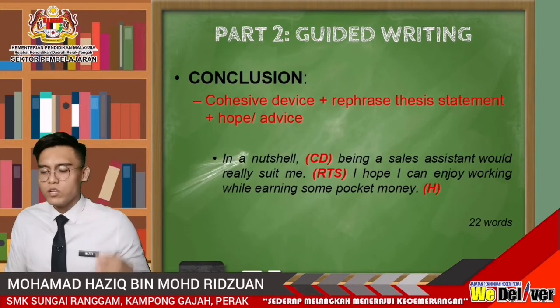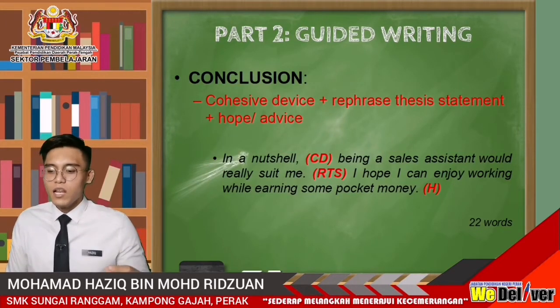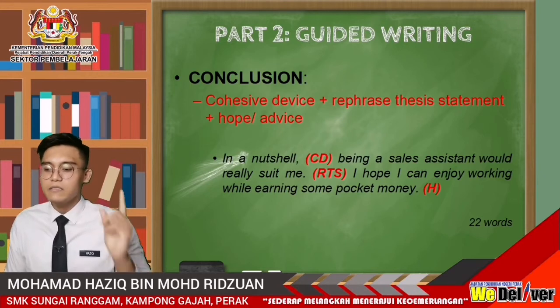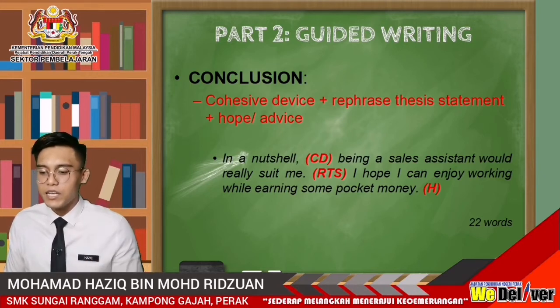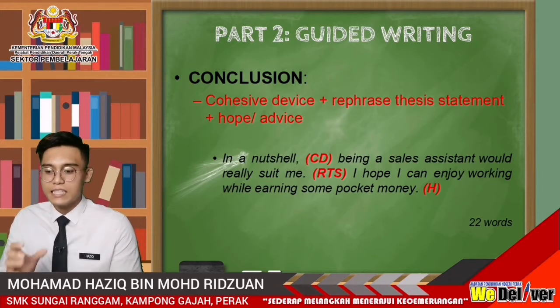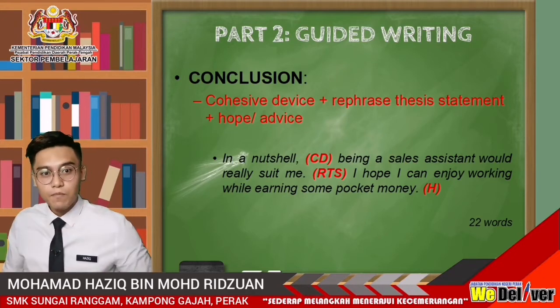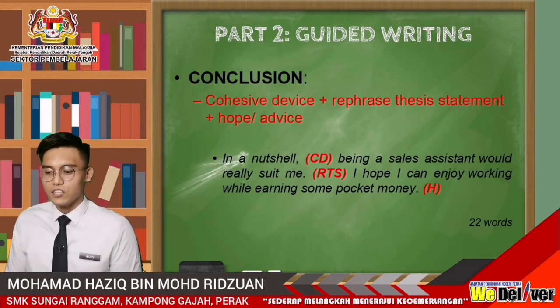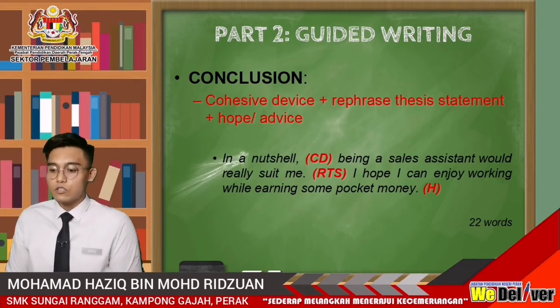Moving on to the last part, which is the conclusion part. The formula is, again, cohesive device plus rephrase thesis statement plus hope or advice. Okay, rephrase here is different from restate. Yeah, rephrase means you restate your thesis statement, but you put in your personal opinion. Okay, in a nutshell, that is your cohesive device. Being a sales assistant would really suit me.